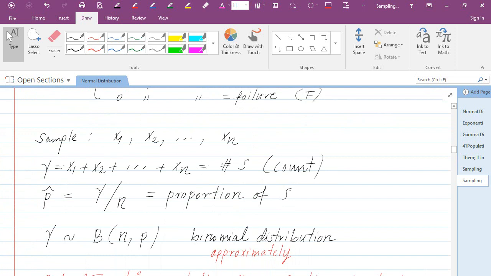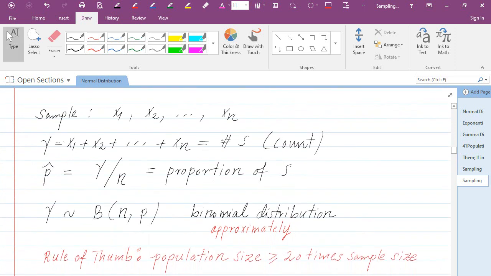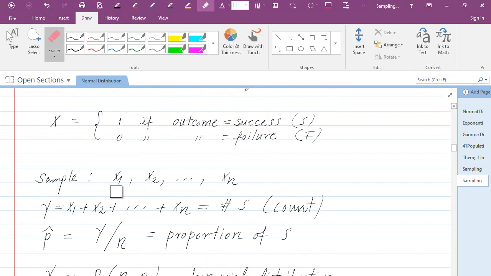So here again we take a sample of size n, and we can model the sample by using random variables x1, x2 up to xn. Again, x1 is the measurement or the value of x for the first item, or for the first case in the sample. x2 is the measurement of x for the second case in the sample, and so on.